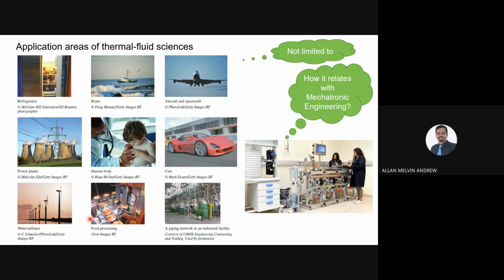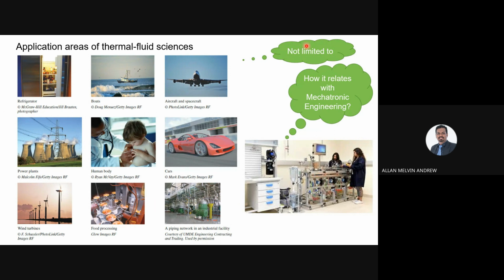Food processing. So even the food that we are eating is related to this subject. Okay, we will see later. Okay, the piping network in the industrial facility. So later you will do your industrial training. If you come from a diploma background, you have already done industrial training. So in the industry, you can see a lot of piping networks involved, especially when you are dealing with pneumatics and hydraulics. So you will have a lot of piping networks involved, related to thermal fluid.